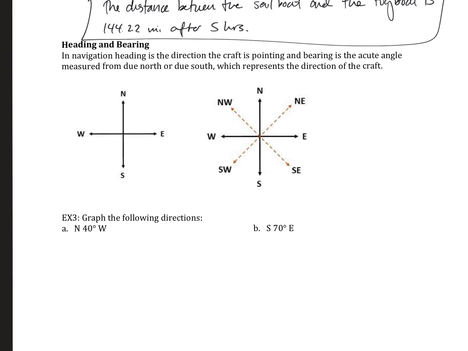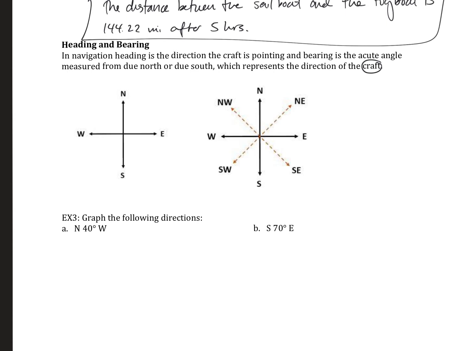Alright, so now we're looking at something a little different. This is called heading and bearing. This has to do with navigation, like if you're looking at a compass. In navigation, heading is the direction the craft is pointing, which makes sense, right? Because if you're heading in a direction, that's the way you're going, like the way your face is pointing. And bearing is the acute angle measured from due north or due south, which represents the direction of the craft, where craft means the object heading in that direction, whether it be a plane or a boat or something else.